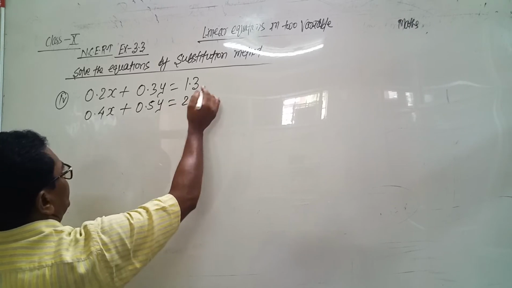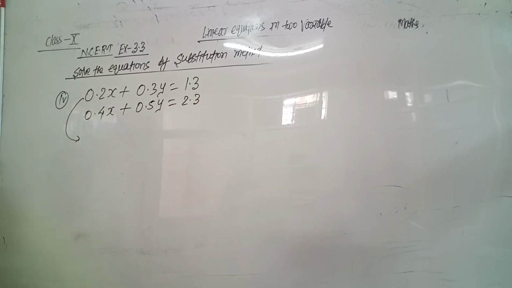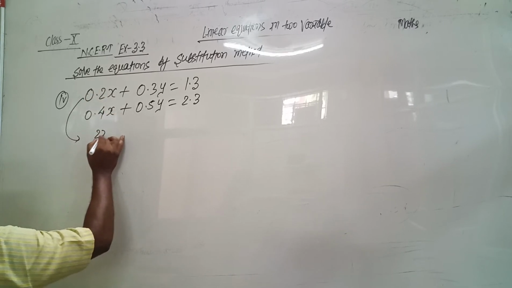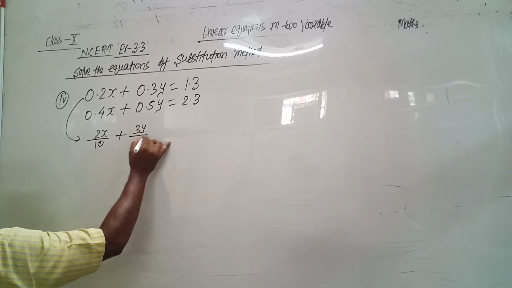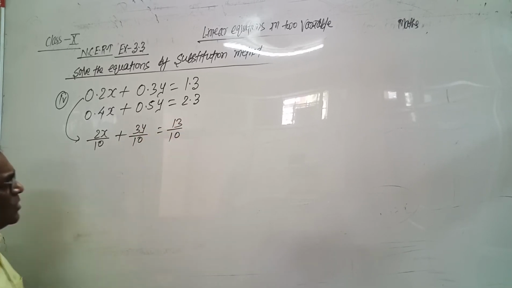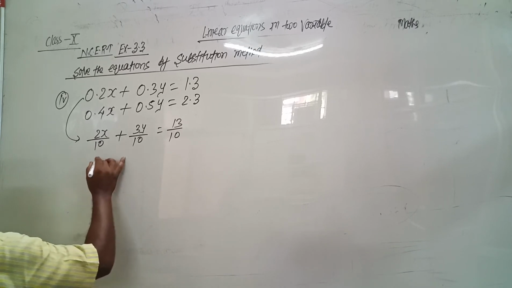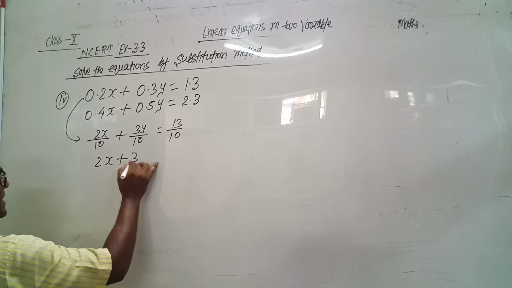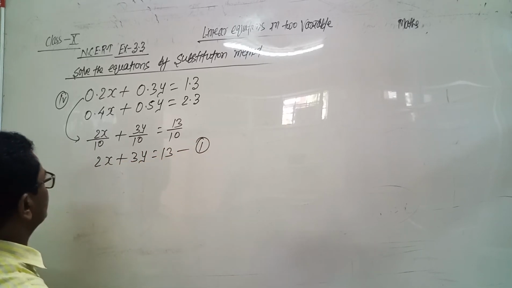So firstly we remove the decimal. We can write this as 2x by 10 plus 3y by 10. We have removed the decimal terms, and this is 13 by 10. From both sides, the denominator is 10. So 10 gets cancelled, and we get 2x plus 3y equals 13. Name it the first equation.